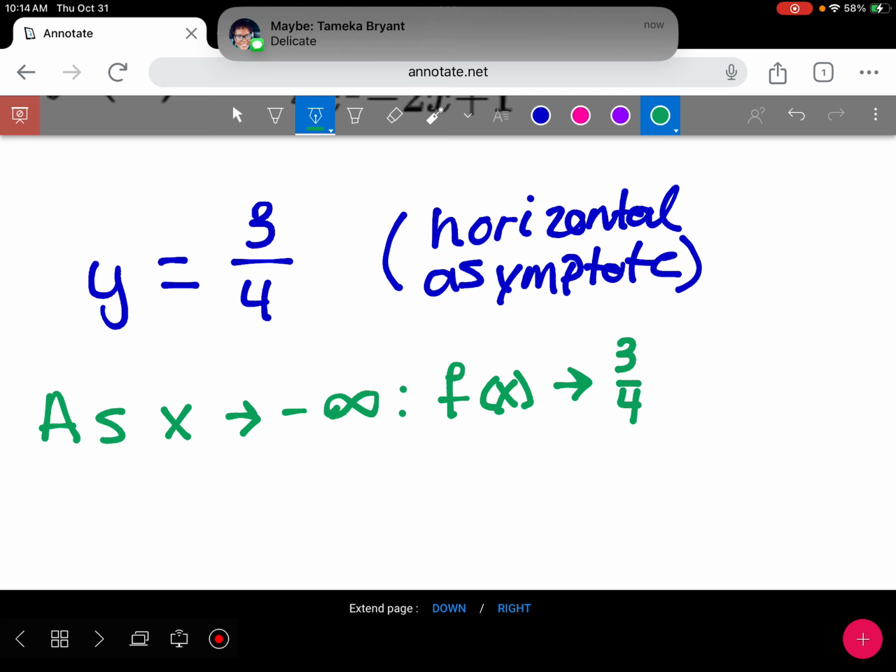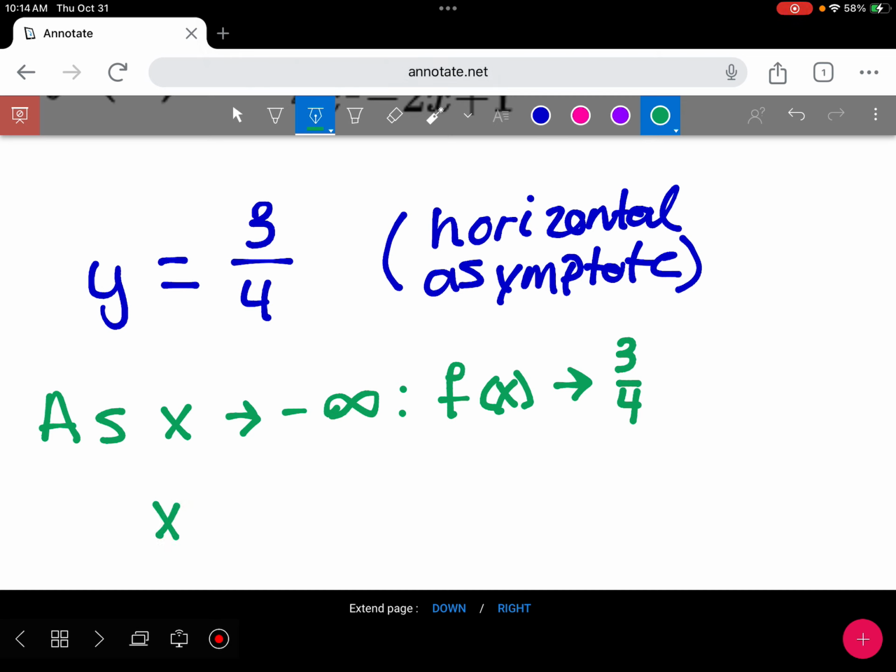So the same thing is actually going to happen on the right side. As x approaches positive infinity, my f of x is going to approach what? 3/4. It's the same asymptote. It's just going this way now. So it's just going to get real close to this. And on our end behavior ones, it will never cross them.